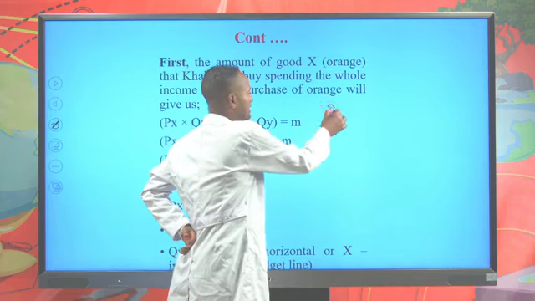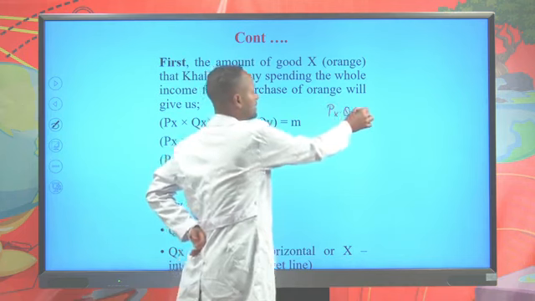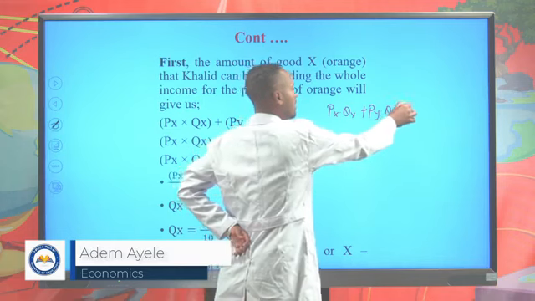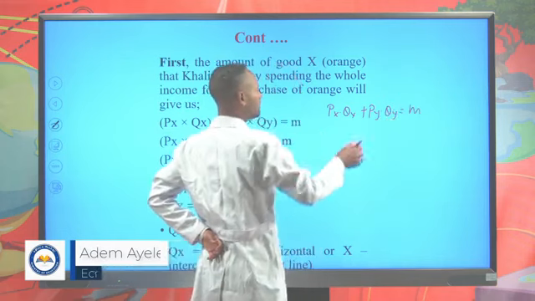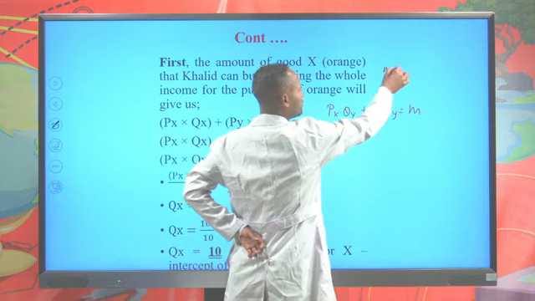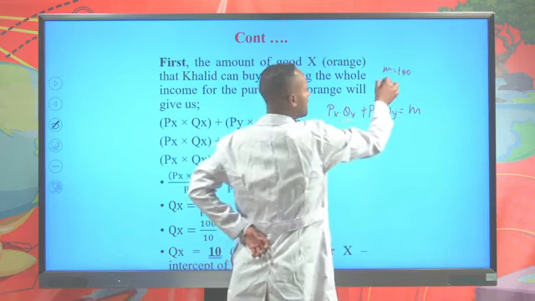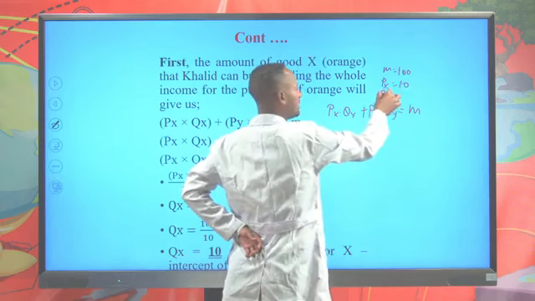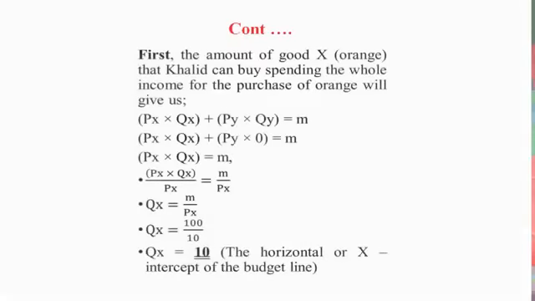Now, first, if Khalid spent the whole income for the purchase of good X, that means the price of X times the quantity of X plus the price of Y times the quantity of Y will give you the income of a consumer. From this information, the income of a consumer is given, which is 100 birr, the price of commodity X is 10 birr, and the price of commodity Y is birr 5.